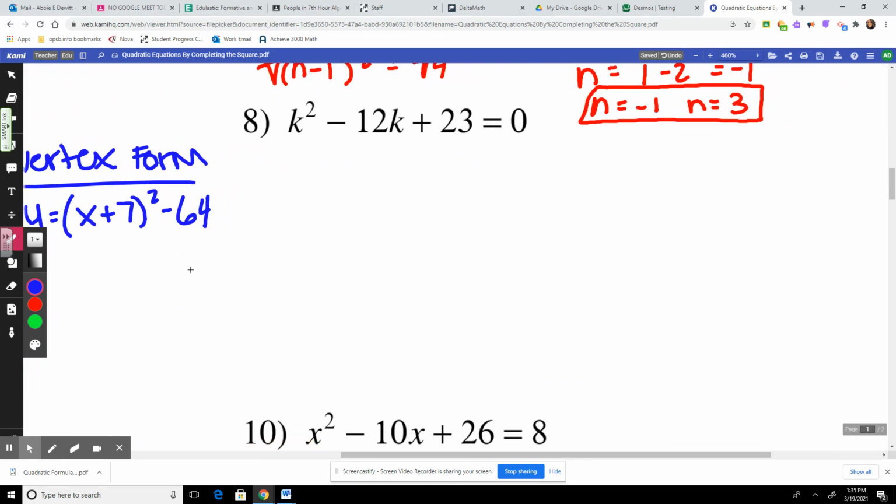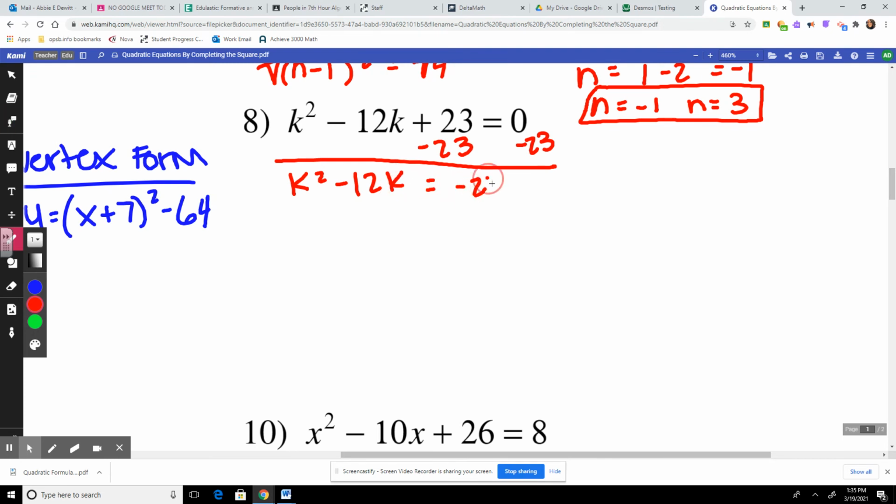All right, number 8. Isolate the terms with the variables by subtracting 23 from both sides. When I subtract 23 from both sides, I get k squared minus 12k equals negative 23.